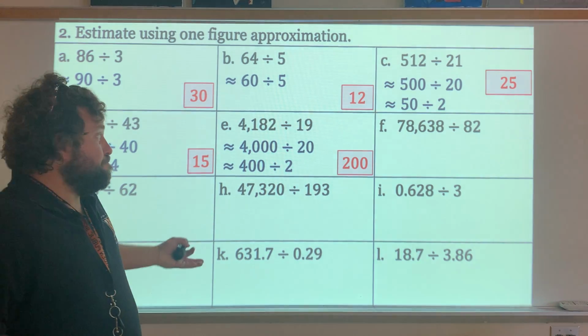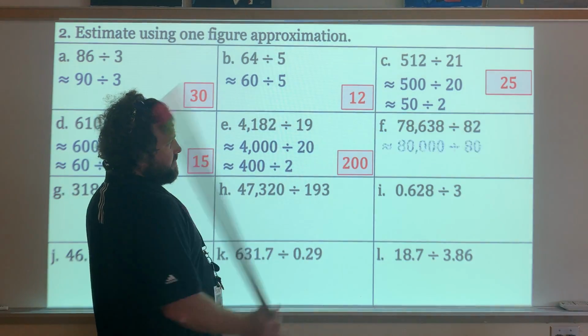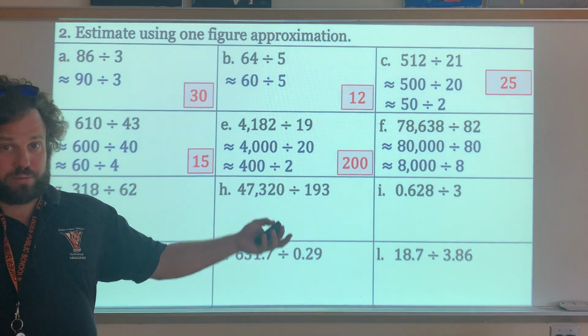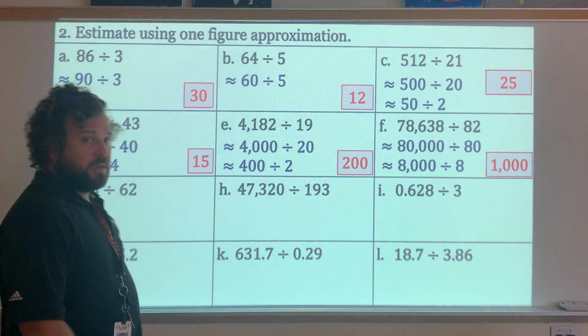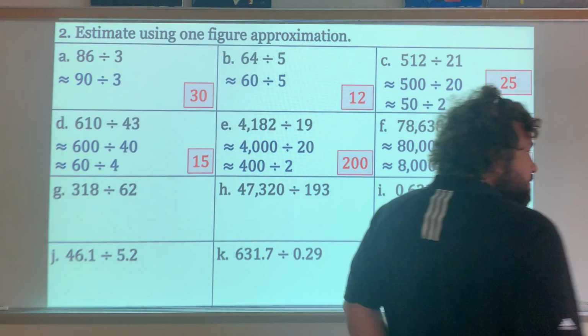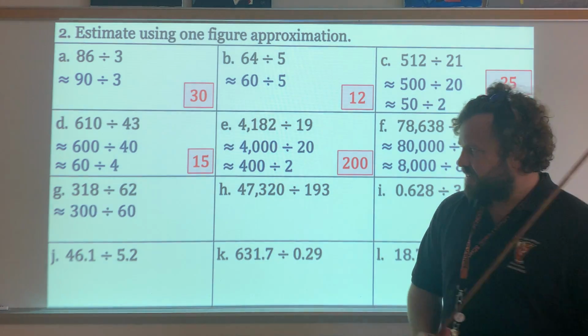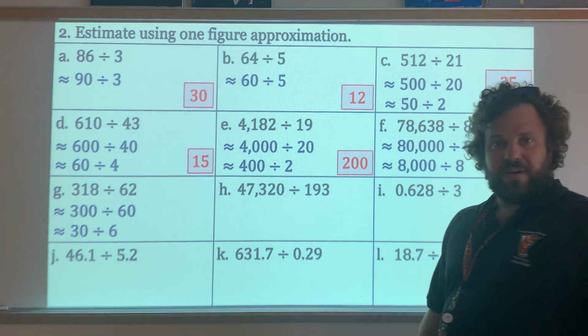For me it is. 80,000 divided by 80. Take a 0 off. 8,000 divided by 8. That's 1,000. See? You ever think you can do math like this in your head? I say that a bunch, I think. 300 divided by 60. 30 divided by 6, 5.